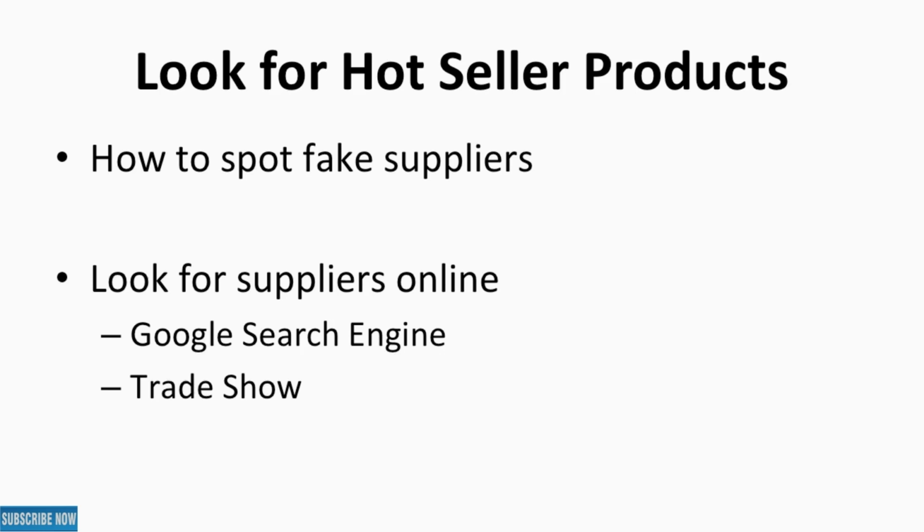The second method that you can use to search for suppliers is through attending trade shows. This allows you to connect with all the major manufacturers and wholesalers in a particular niche. And this is a great way to make contacts and connections with suppliers all at the same time.